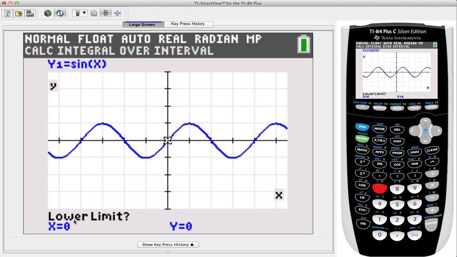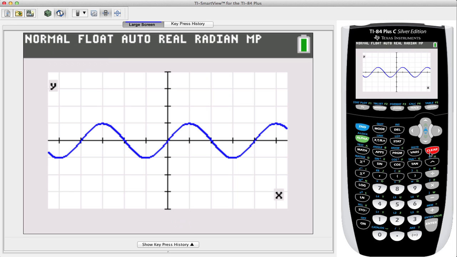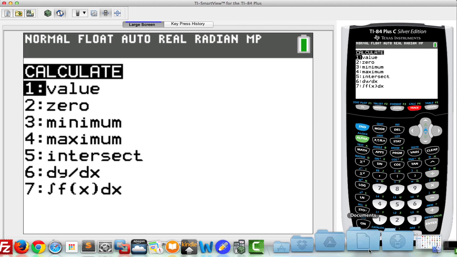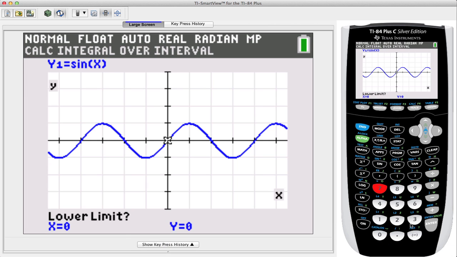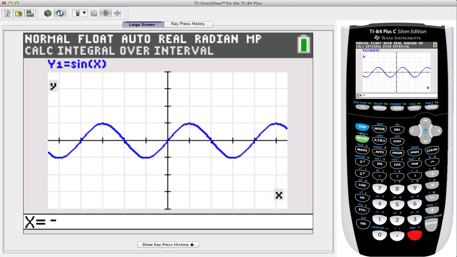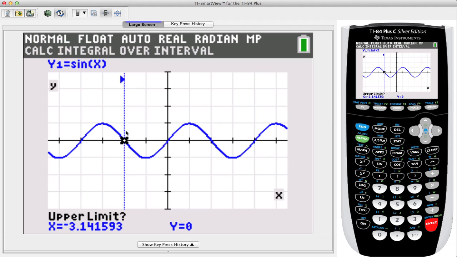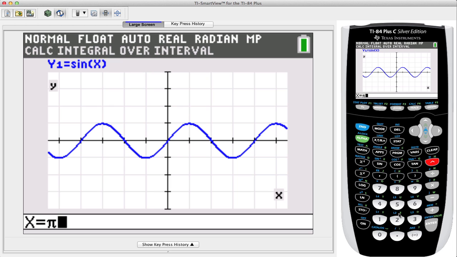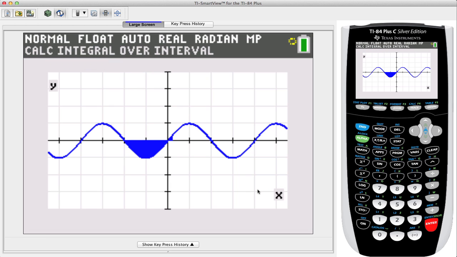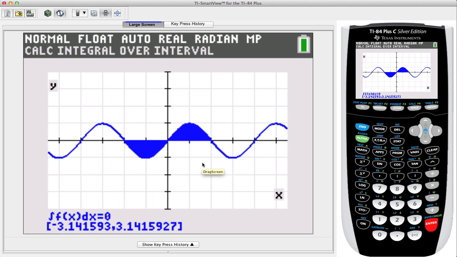And if we look here, it asks us for the lower limit, and we can actually type in that lower limit. Let's clear. Let's do it again. We're going to do second and then calc. I want to press 7. For the lower limit I need to put in my negative and then hit second, and I want pi, and press enter. Notice how it shows my lower limit, and then it's asking for the upper limit now, so second, and that's going to be pi, and then press enter here.